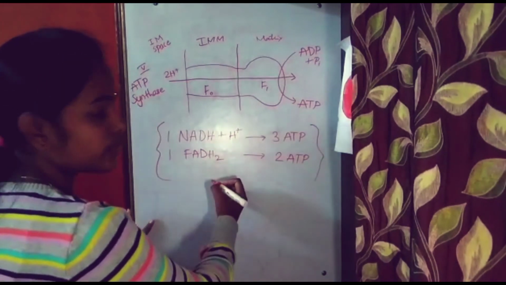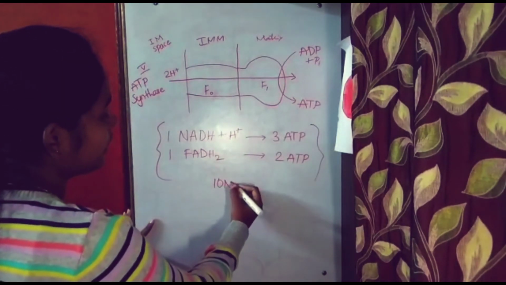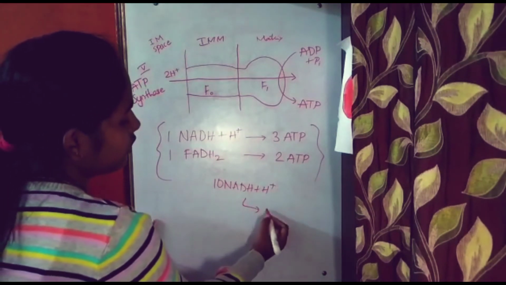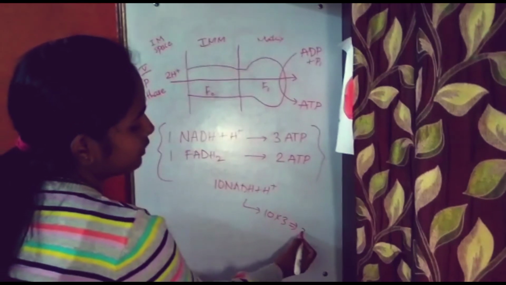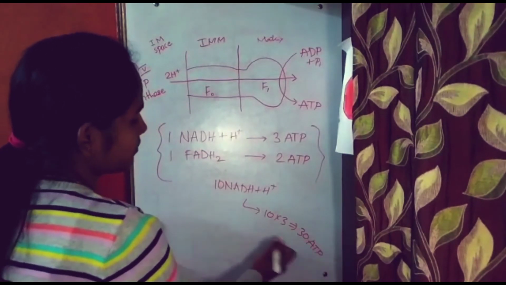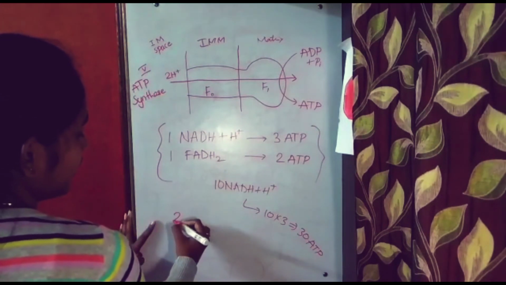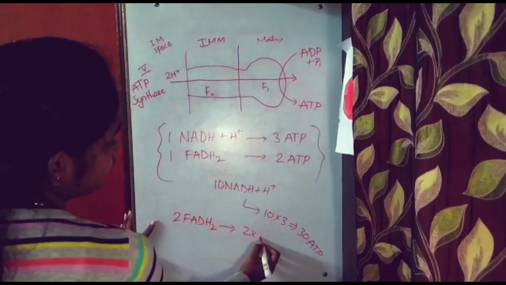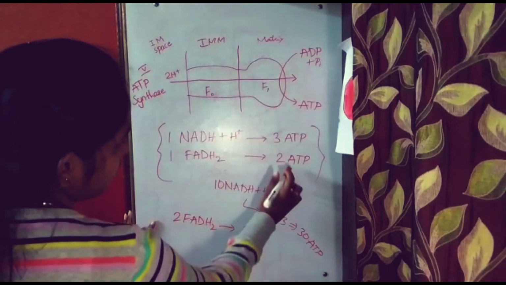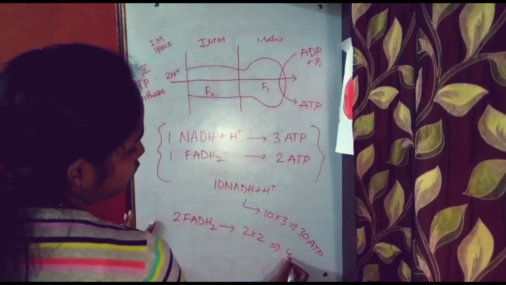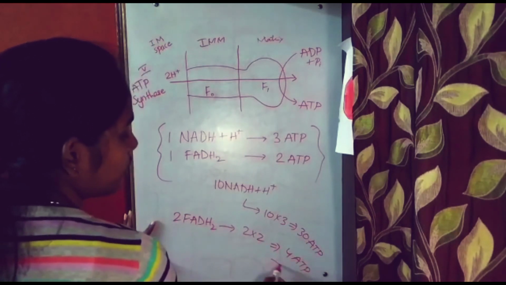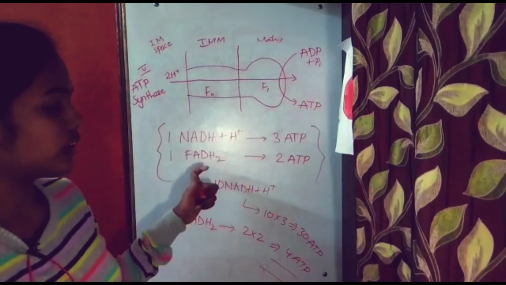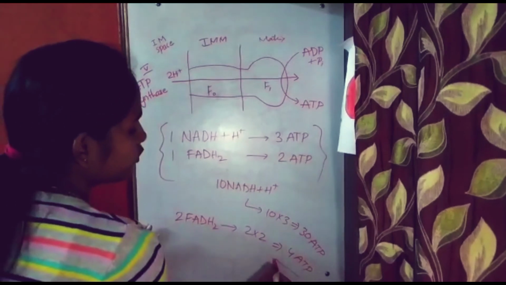So in the total respiration process, 10 NADH plus H plus are formed, right? So 10 into 3, 30 ATP are formed. Whereas if we take 2 FADH2, 2 into 2 ATP gives 4 ATP. So in total, due to NADH plus H plus and FADH2, 34 ATP are formed.